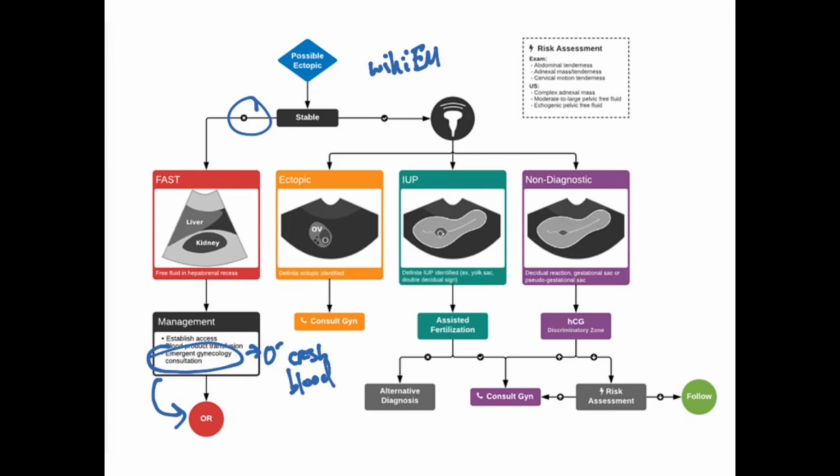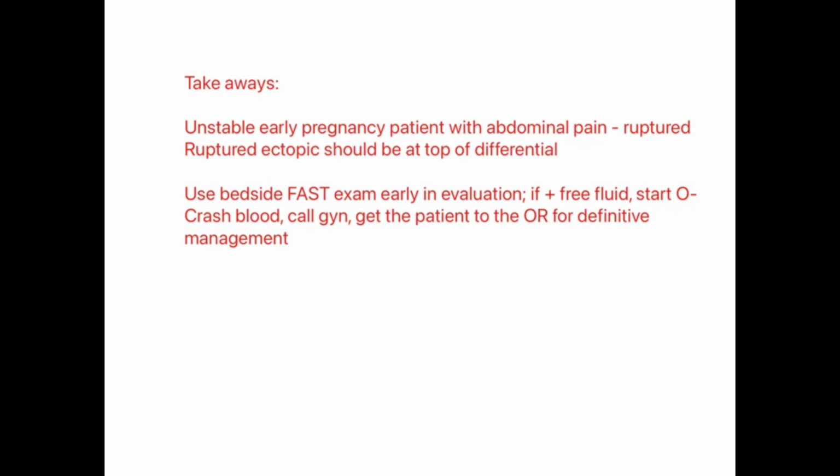So the takeaways from this video: in unstable early pregnancy patients with abdominal pain, ruptured ectopic should be at the top of the differential. And you can use bedside FAST exam early in your evaluation. If it's positive for free fluid, start O-negative crash blood, call GYN, and get that patient to the OR for definitive management.